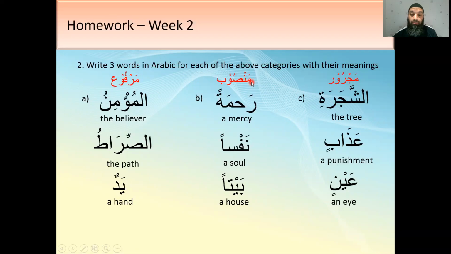Next one, mansoob, I put rahmatan, nafsan, and baytan. They are all mansoob because they have the fatha, double fatha at the end. And the last one, majroor, it is ash-shajarati, adhabin, aynin. So these words are majroor because they end in a kasra, a zair, or a double kasra, a do zair, two zair. Everybody happy with that?